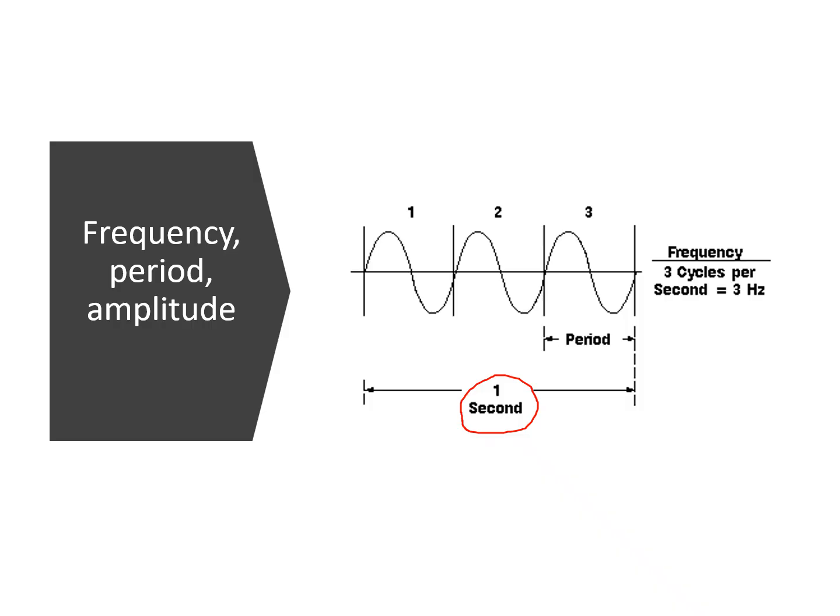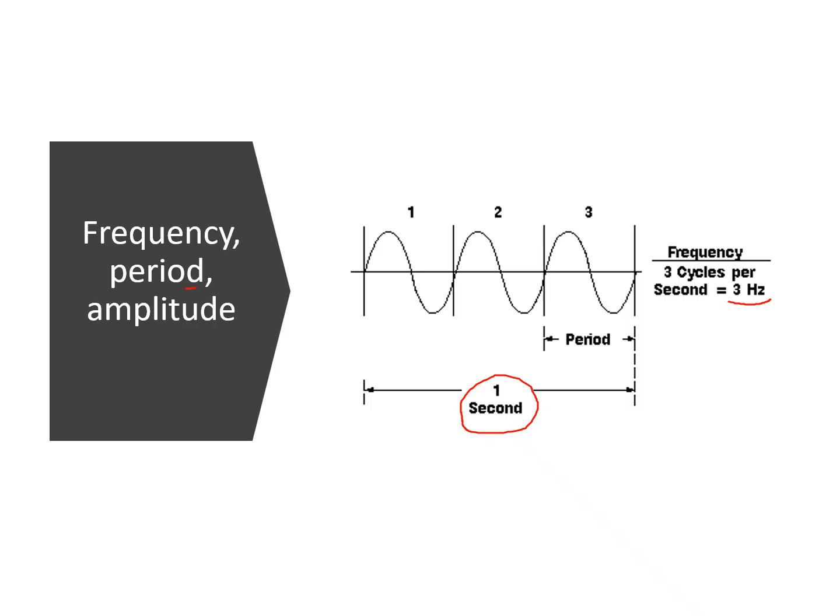For example, in this picture here, this wave repeats itself 3 times, as you can see, 1, 2, and 3, and all these things happen in 1 second. So there are 3 events of this wave appearance in 1 second. Therefore, we say that the frequency of this wave is 3, and the unit of frequency is hertz, and we show it with Hz.